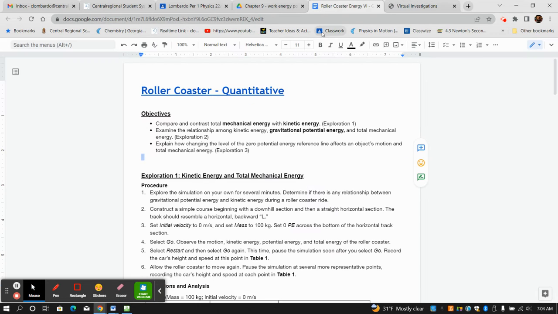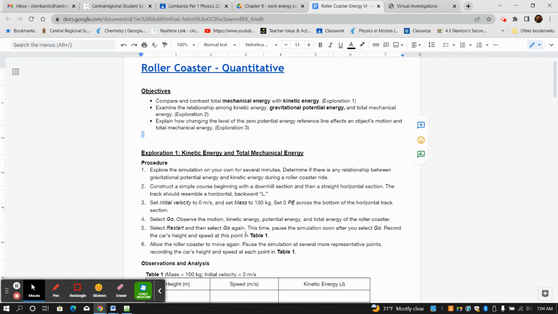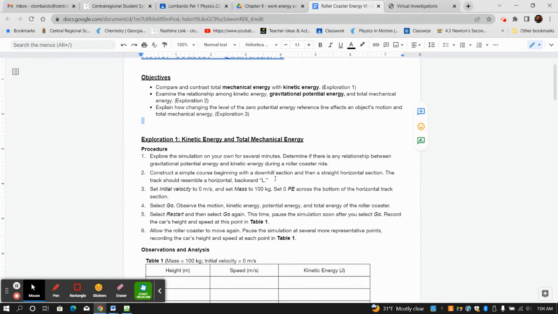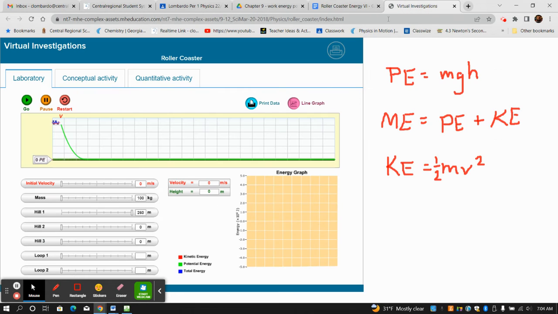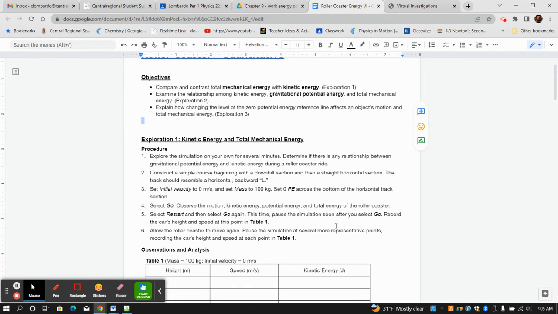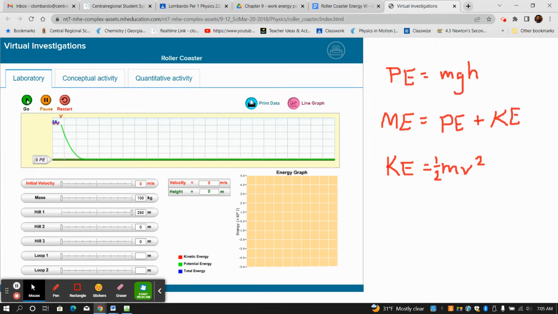All right, so roller coaster, we explored it. We had a backwards L, initial velocity is 0, set mass to 100, and then set 0 potential energy across the bottom of the track initially. That's what they meant right down here. Mass is 100. They didn't tell us exactly what to set the hill height to, but we do. Okay, and observe what happens. So again, the total doesn't change. Gravitational potential energy decreases as the height decreases, but the kinetic energy increased.